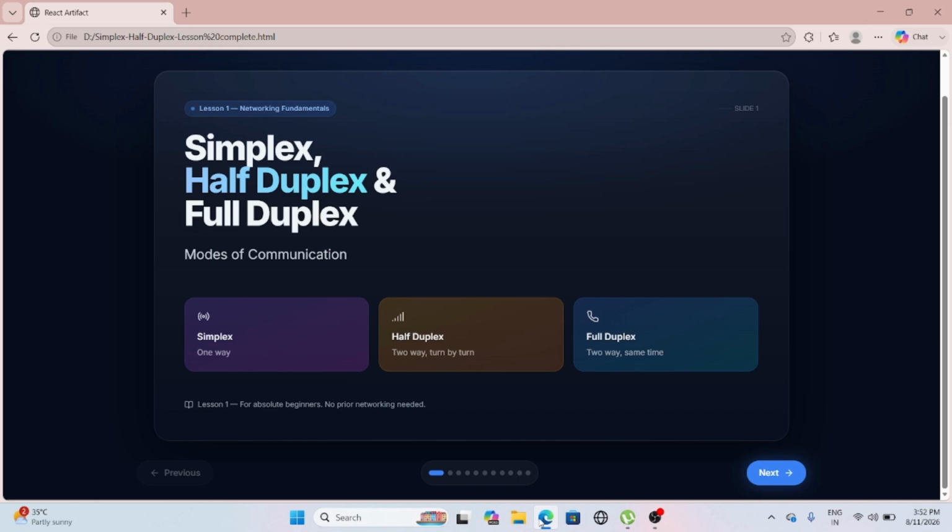Welcome everyone. Today we are going to discuss one of the fundamental concepts of data communication networks, the modes of communication. There are three basic modes we need to understand: simplex, half duplex, and full duplex.